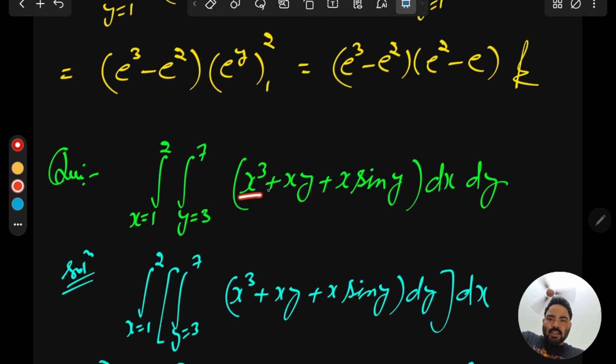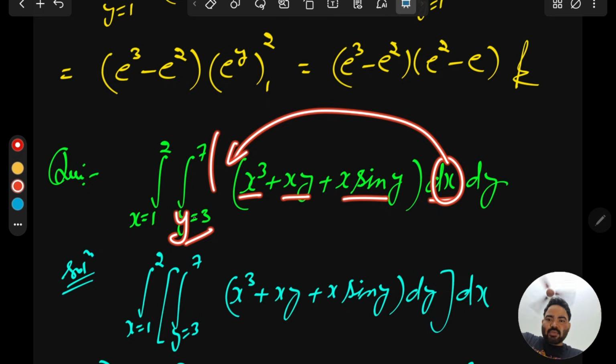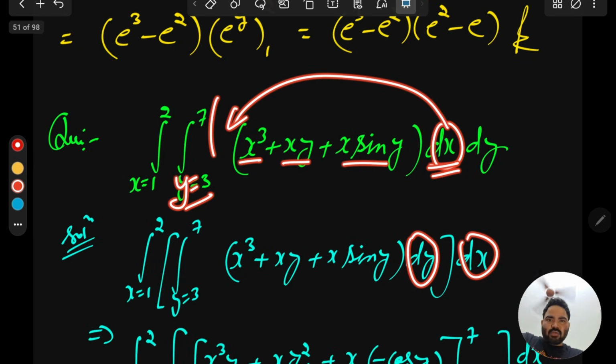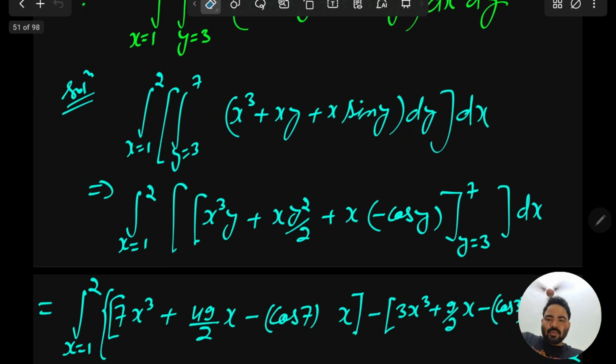You can see x cube plus y, this is the function, and here the limits are constant. Then the simple way is to integrate with respect to x first, and here you can see the y limit is first. So you have to go from the back side, whatever dx is present, so do the y first. Or if the limits are constant, then you can do it either way. So here you can see I did the y first, and after that x. You can do it either way. So this is the homework for you. You have to try, and the answer will come out the same.